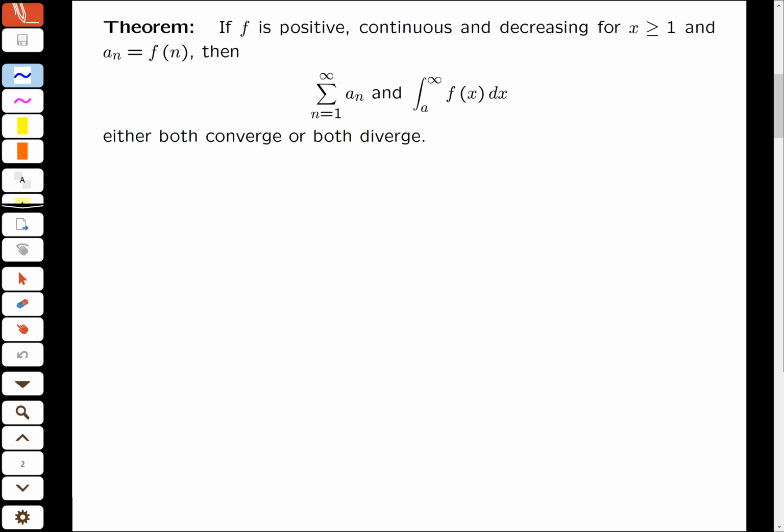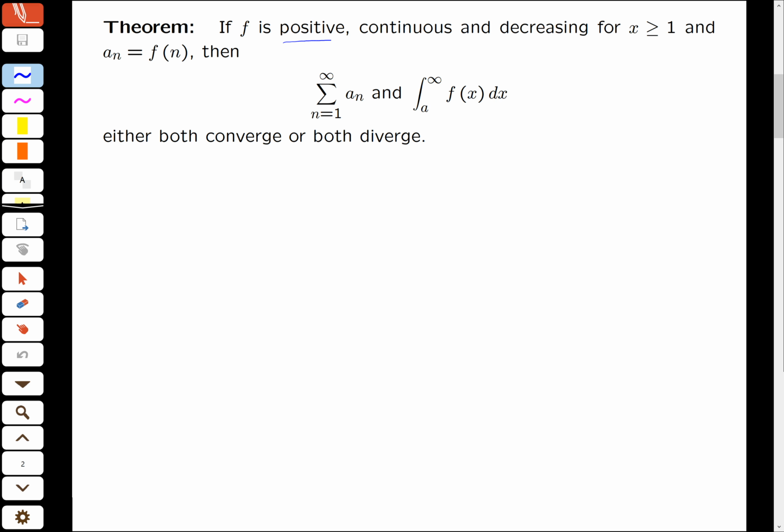If f is positive, continuous, and decreasing for x greater than or equal to 1, and if a_n equals f of n, then the series, summation a_n, and the integral of f of x either both converge or they both diverge. We're not claiming that they converge to the same value if they converge, but they will be a decent approximation for each other. Now let me show you why.